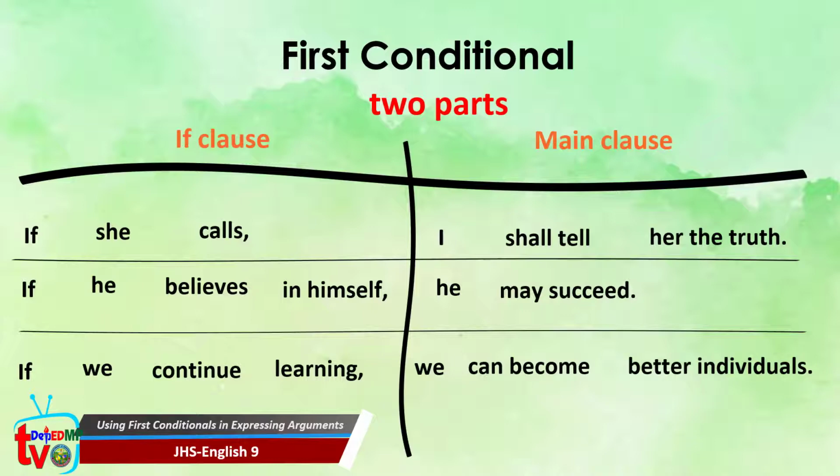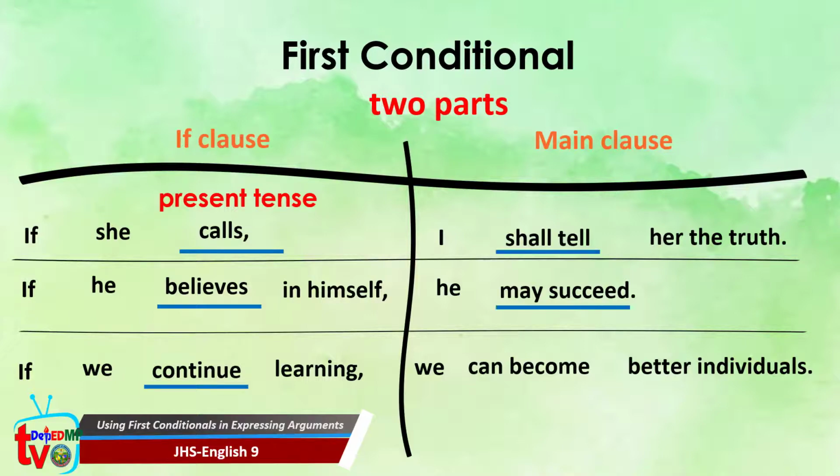Focusing on the if clause, can you identify the verbs used here? Okay, we have calls, believes, and continue. What tense of the verb do they belong to? Yes, it's the simple present tense. Let's have the main clause. Can you tell me all the verbs used here? Alright, we have shall tell, may succeed, and can become, all in the future tense.